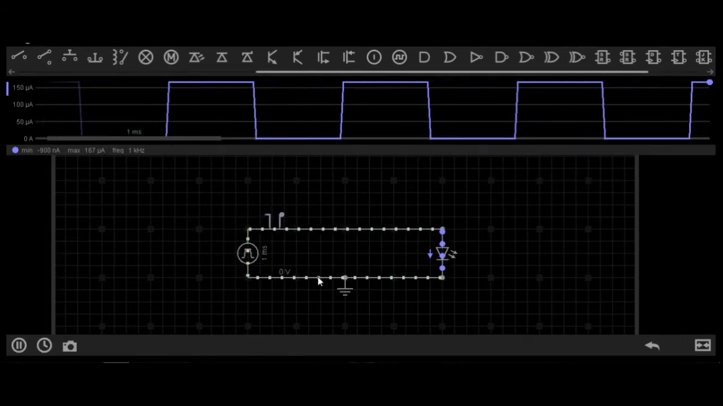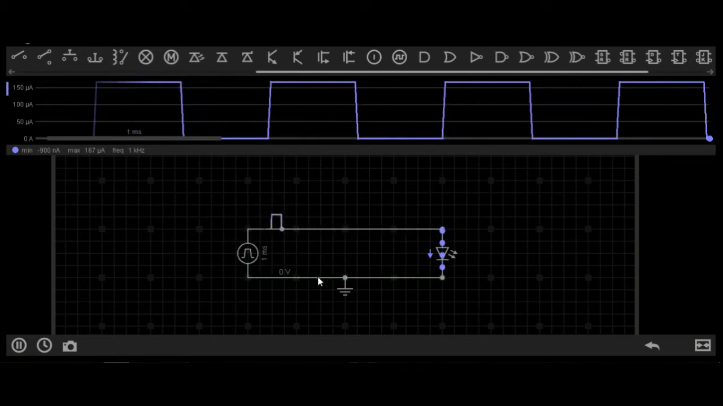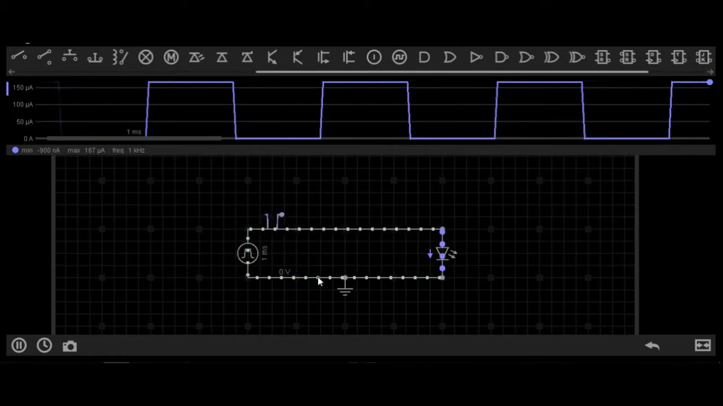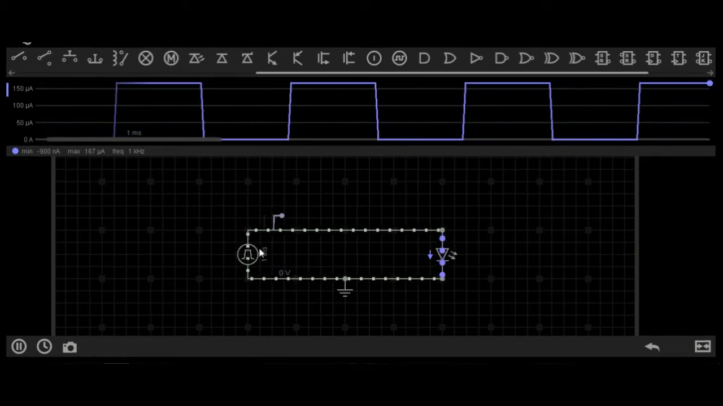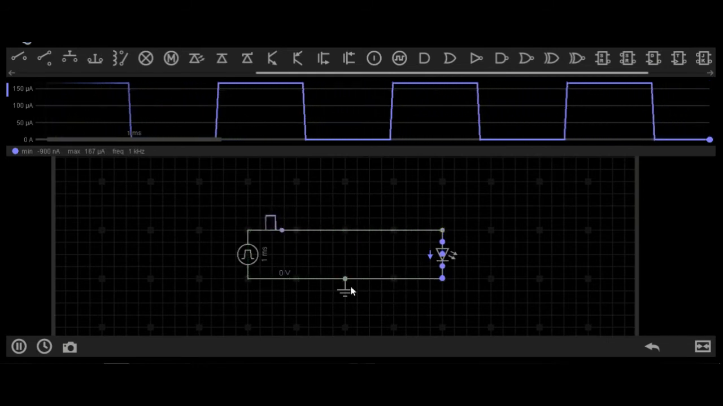PWM, or pulse width modulation, is the technique of changing the average voltage to a circuit by changing the width of the pulse. The PWM technique is used in various applications to reduce the power loss.